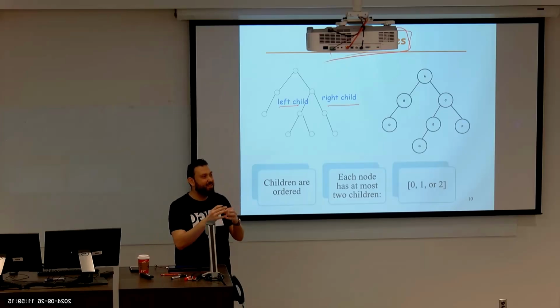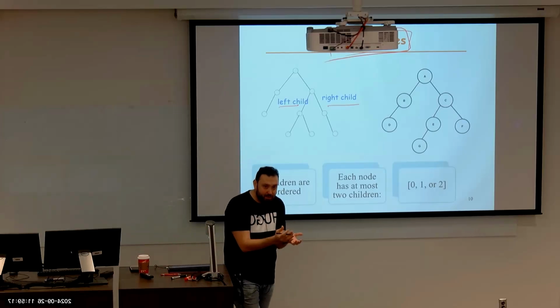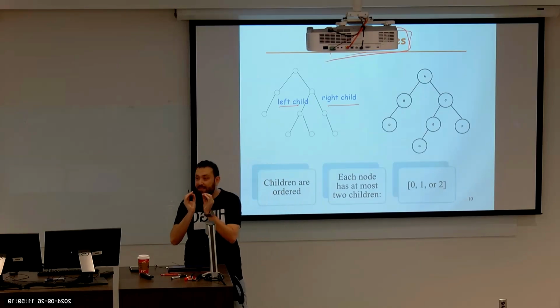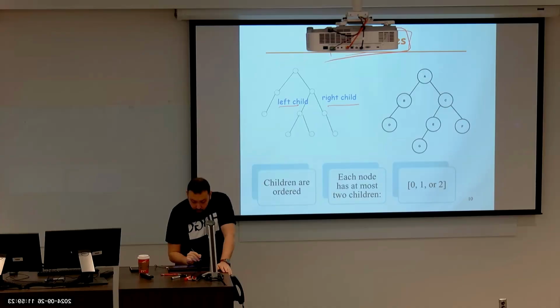So now we're just understanding how we're actually defining an ADT. We need to define specific operations to form this ADT. Also, children are ordered. That's very important. So there's left and there is right. The other thing is that each node has at most 2 children. That doesn't mean they cannot have 1 child or be a leaf. At most 2 children. So it can be 0, 1, or 2.